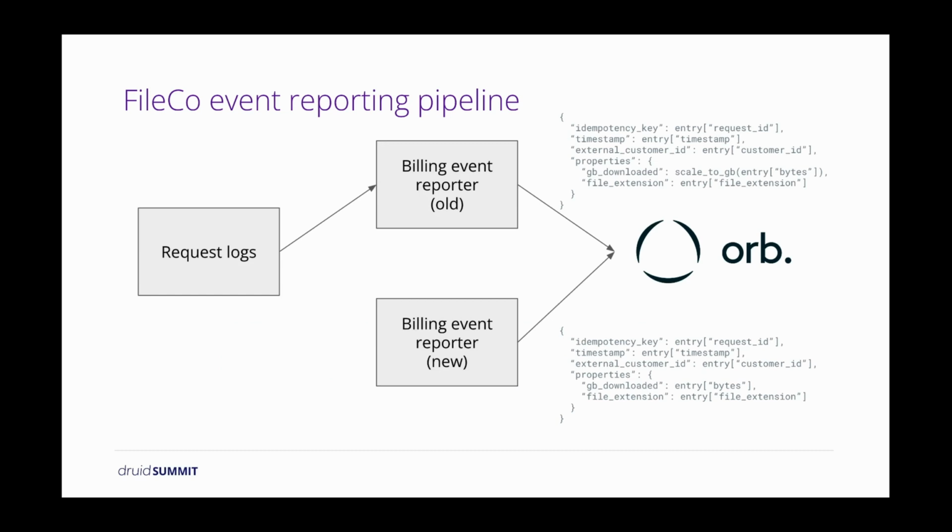You realize this is a risky change, so you perform a slow rollout. You start by moving a single customer over. So now this single customer is reporting events to the new pipeline. You take a look at the customer's usage data in Orb, but you realize something is very off. Upon debugging a bit, you realize that in the new pipeline, we forgot to scale the bytes to gigabytes. On the bright side, FileCo's revenue just increased by a huge factor, but this customer probably isn't going to be happy to get an invoice for $1 billion.